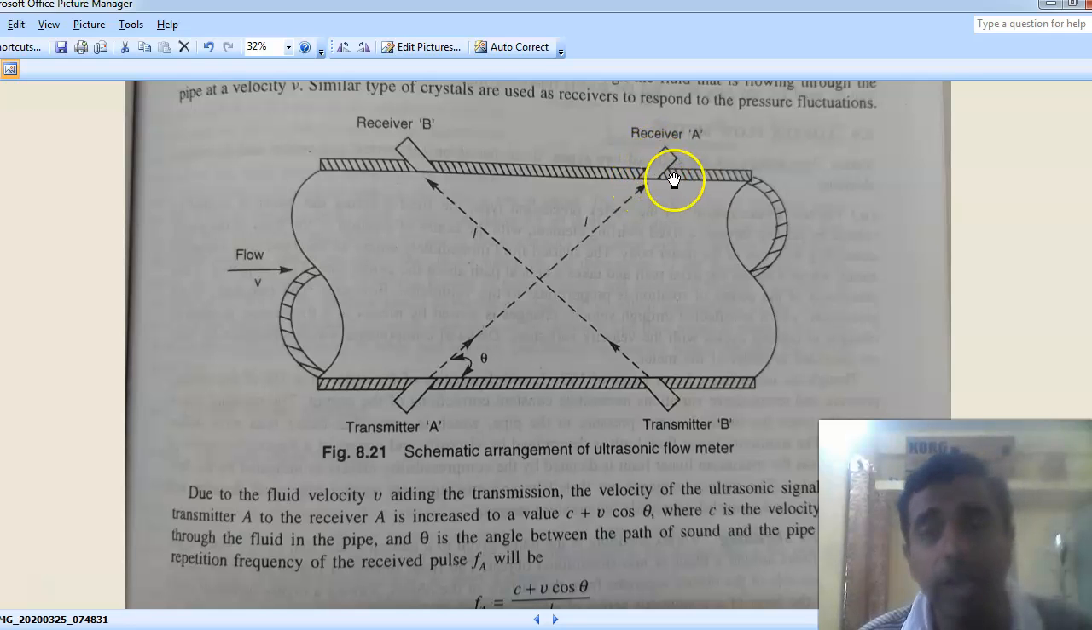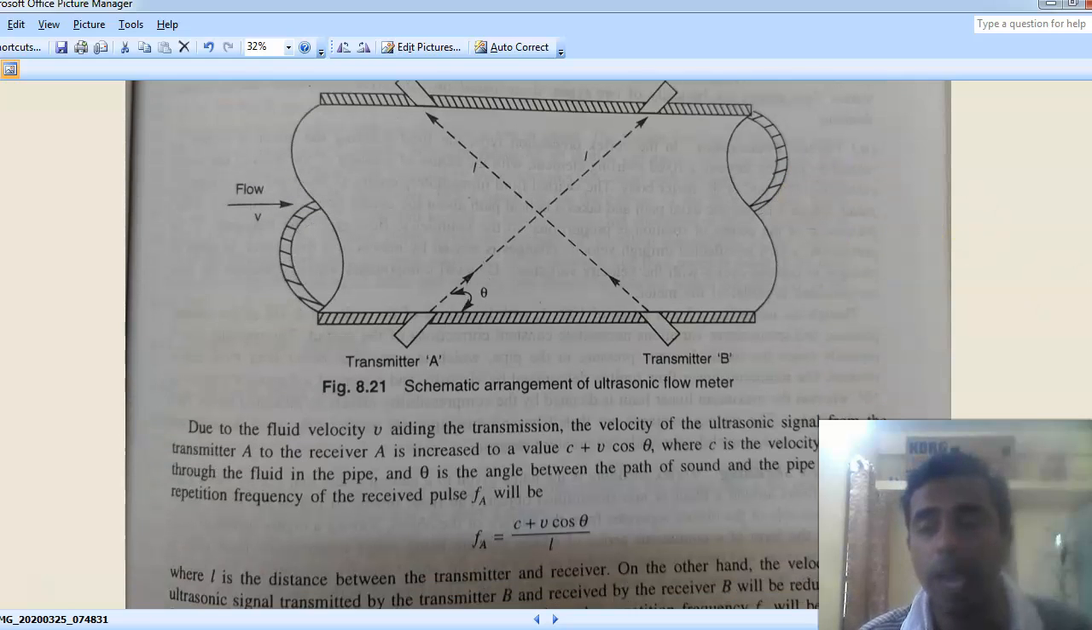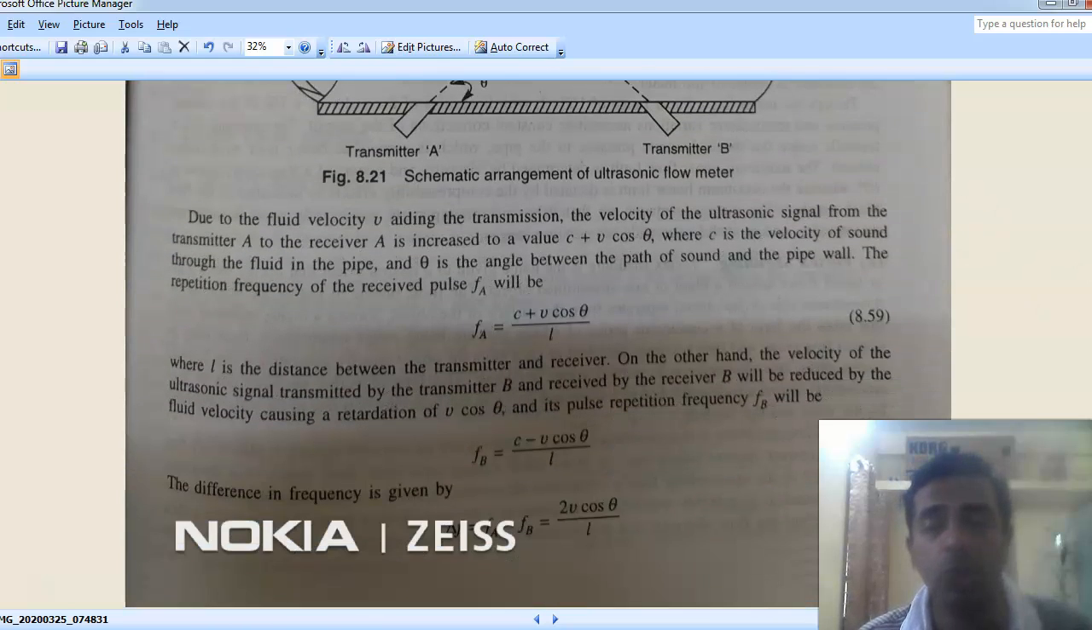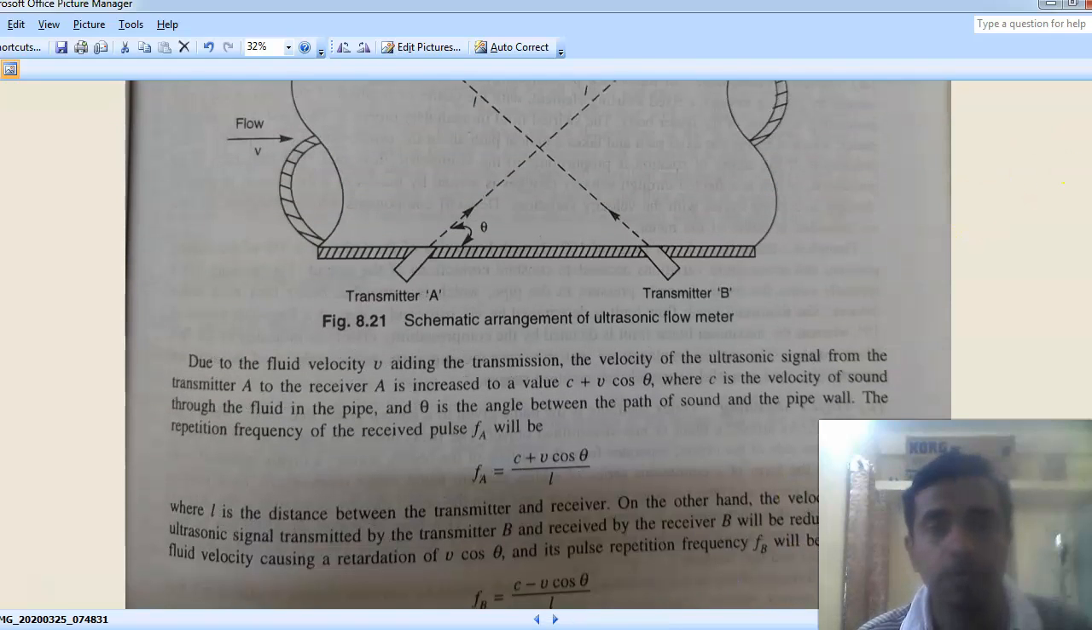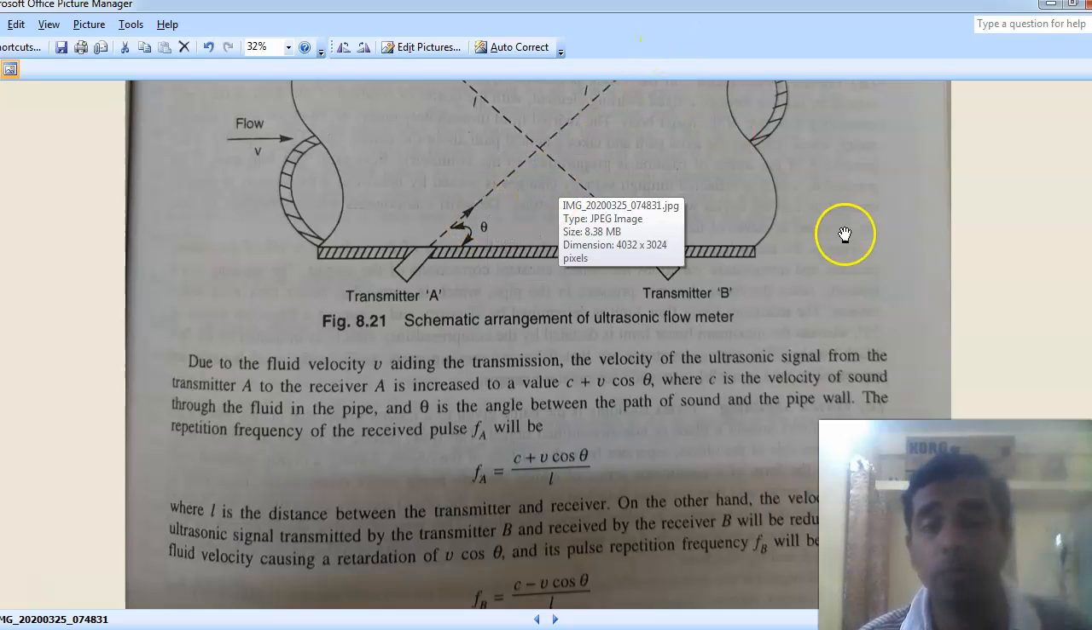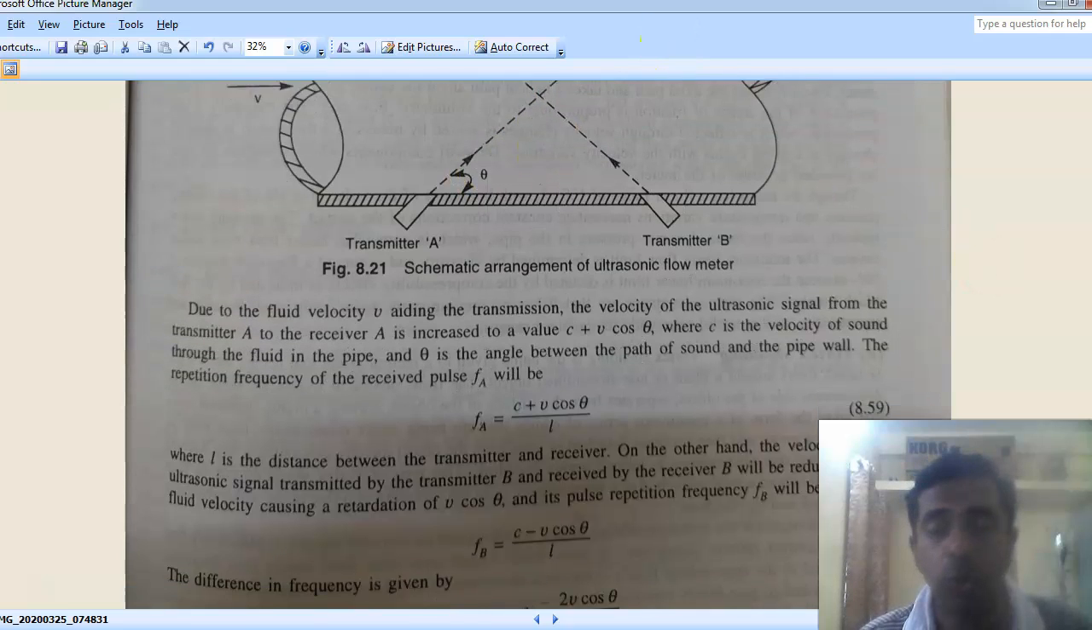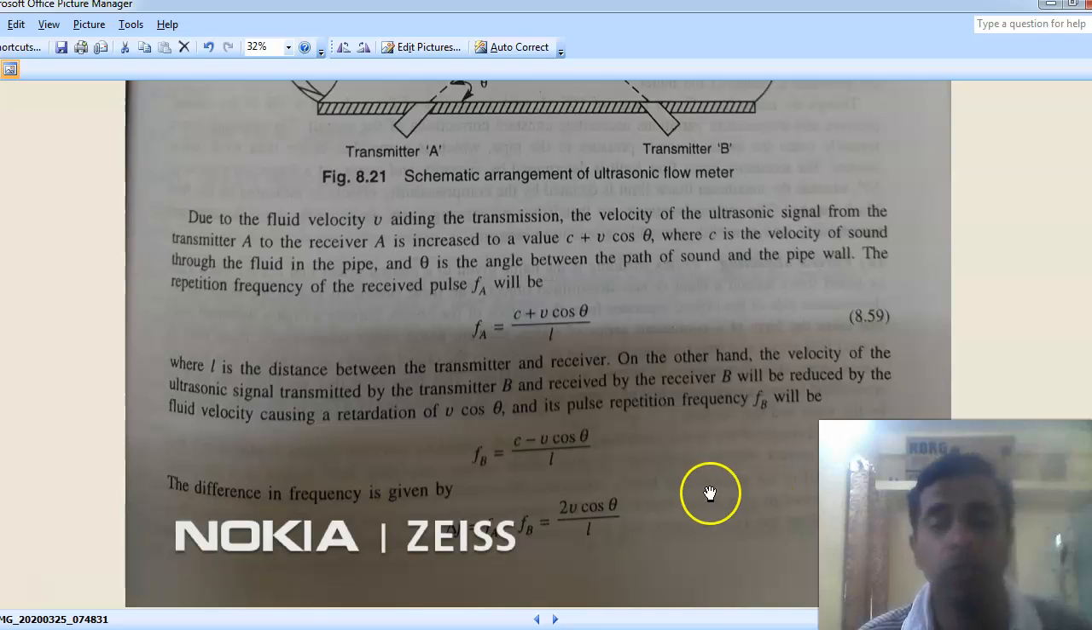So these electrical signals will have peaks. We can count the peaks using an electronic counter for both receiver A and B, so that we get the FA and FB. Taking the difference, we'll get it as 2V cos theta by L. Knowing FA minus FB as well as theta and L, what is L? L is the distance of separation between the transmitter and receiver. Knowing the values, you can surely find the velocity of the fluid.